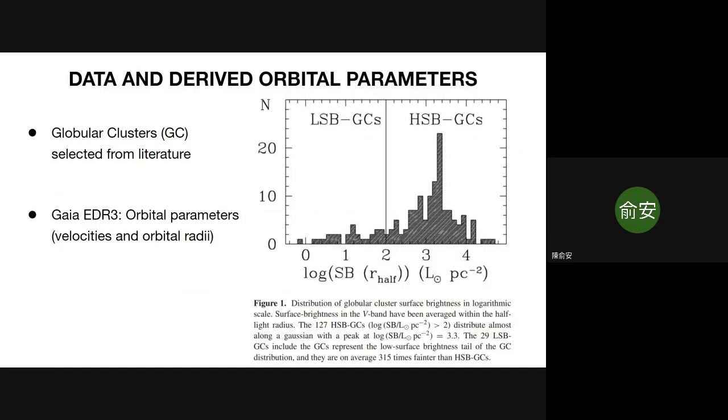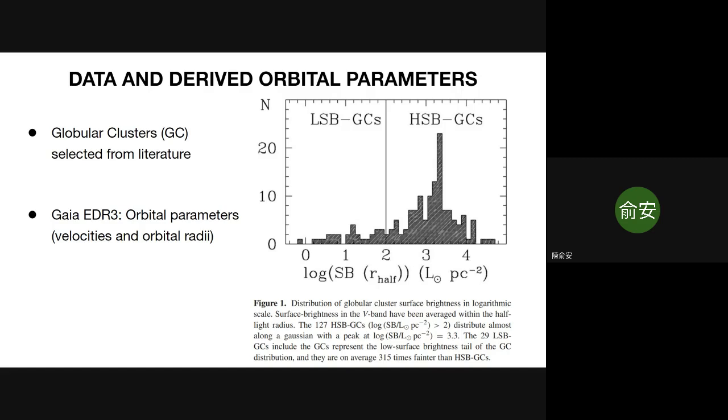For the data, they use Gaia EDR3, so they have a good sense of the orbital parameters from velocities and orbital radii. They also selected globular clusters that were studied previously in the literature. I believe that in total they have about 144. They further split their globular clusters into 2 types: the low surface brightness and the high surface brightness ones.